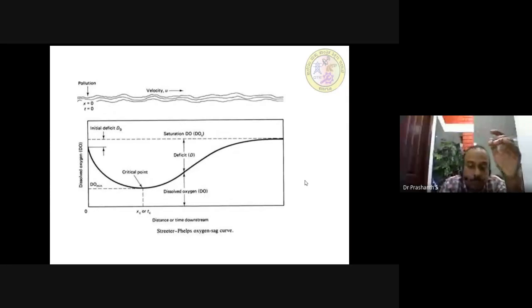When the reoxygenation rate goes up, the amount of oxygen in the river starts climbing up. The reoxygenation rate keeps increasing. So it is going up, and then we have shown the saturation DO. Sometimes it may go to the saturation DO, sometimes it may not, it may be well below the saturation DO.